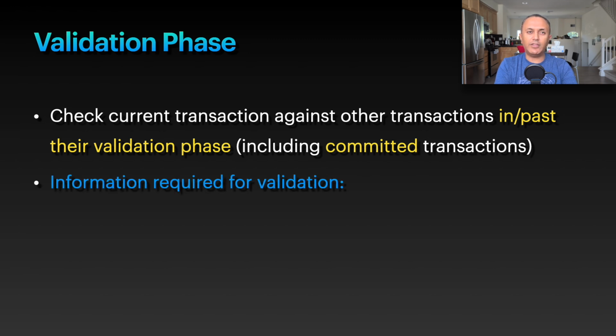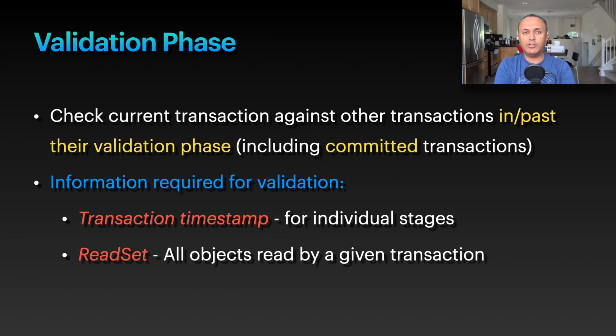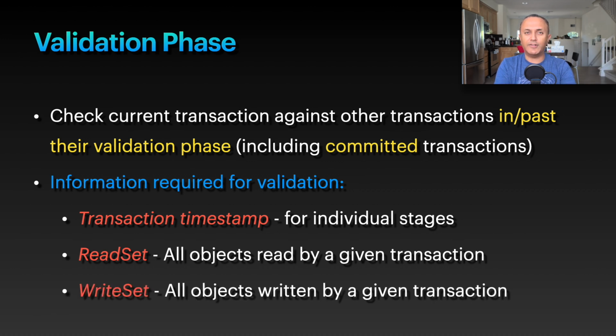So these pairwise checks or pairwise validations require certain information. The information that we need is transaction timestamps. We need to keep track of the timestamps actually for each phase in all these transactions, like for each phase, when does it start, when does it end, and so on. We also need to keep track of the read set for every transaction, which is the objects that the transaction reads, as well as the write set, which are all the objects that the transaction writes. Given two transactions, the current transaction that we're validating and one of the other transactions, we have to look for one of three conditions. If either of these three conditions is satisfied, then we're going to say that this validation between these two transactions is successful.